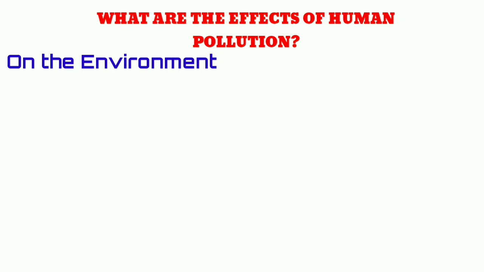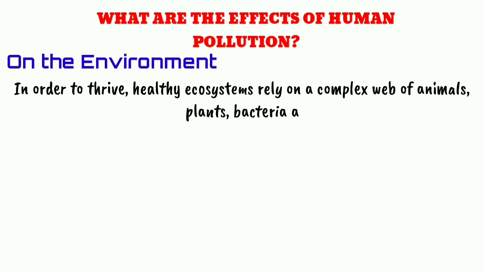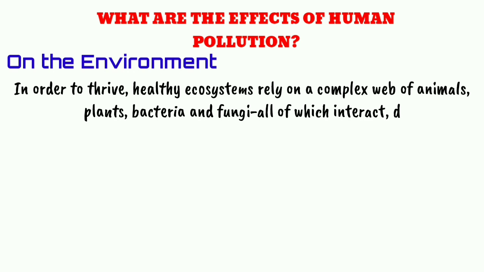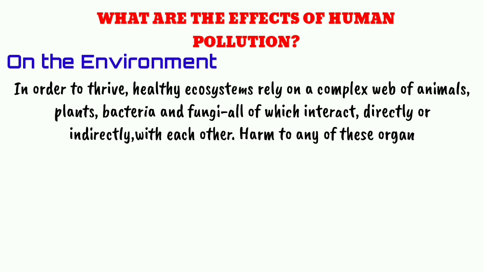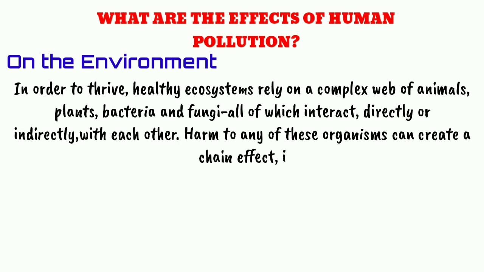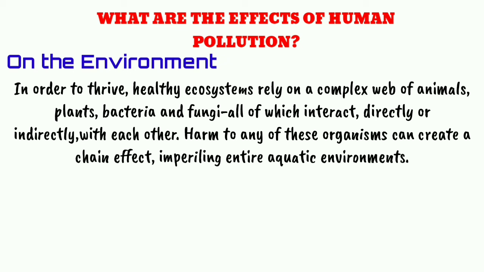On the environment. In order to thrive, healthy ecosystems rely on a complex web of animals, plants, bacteria, and fungi, all of which interact directly or indirectly with each other. Harm to any of these organisms can create a chain effect imperiling entire aquatic environments.